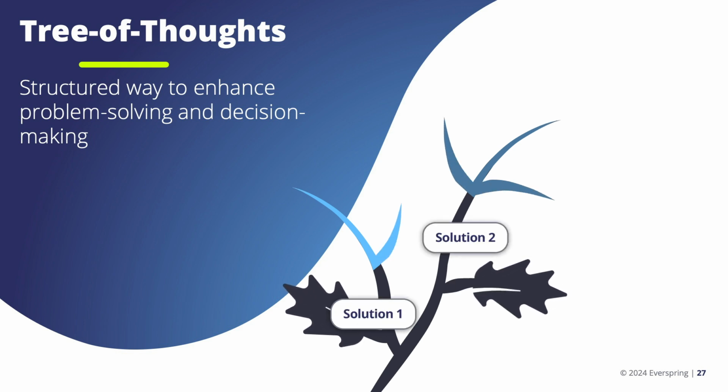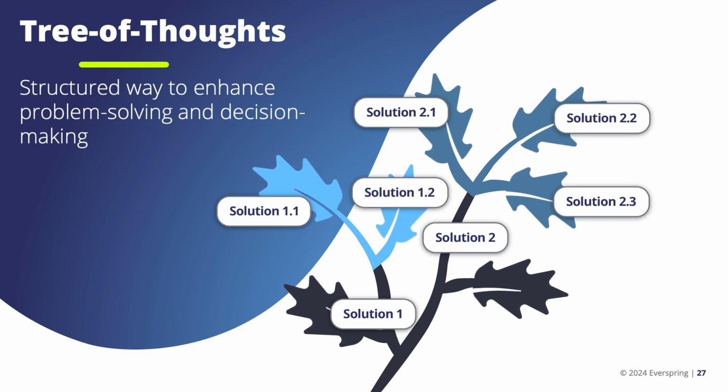Each branch represents a different line of reasoning or potential solution to your problem. As you climb the tree, you explore different branches, considering multiple possibilities before selecting the most suitable. This method mimics how we as humans naturally approach complex problems by considering different options before making a decision. Here's how Tree of Thoughts works in practice.